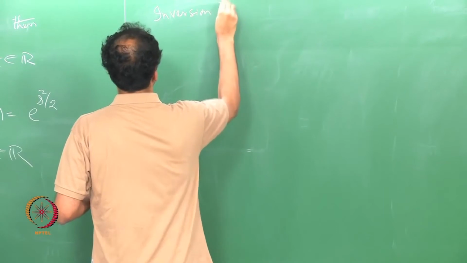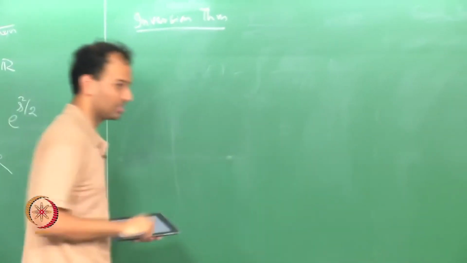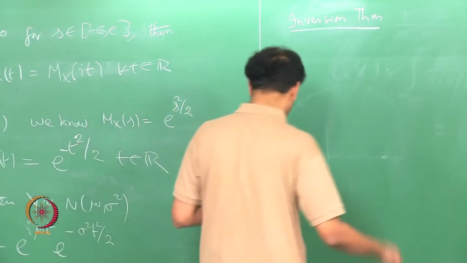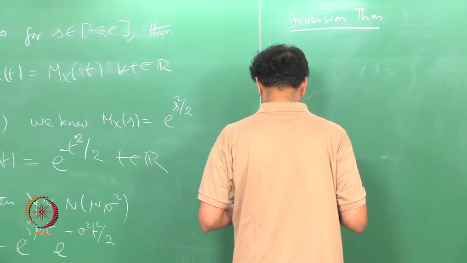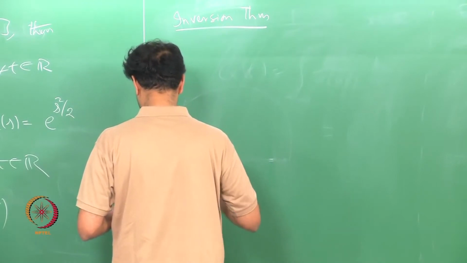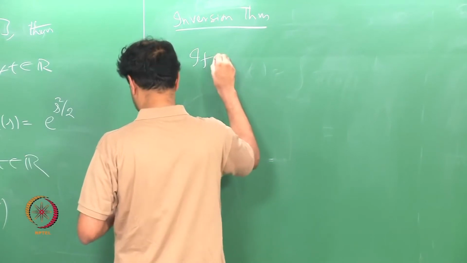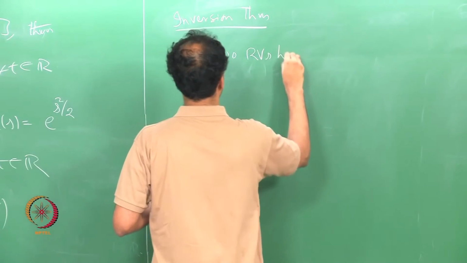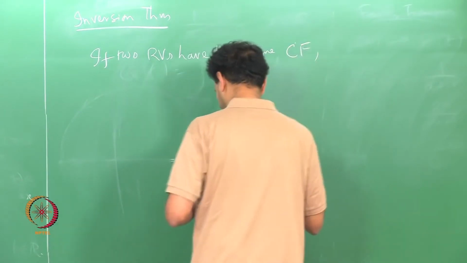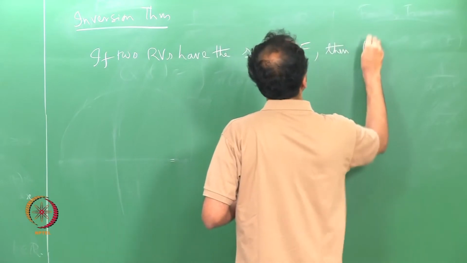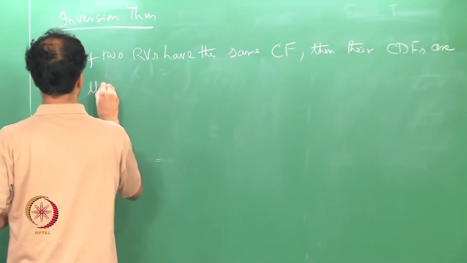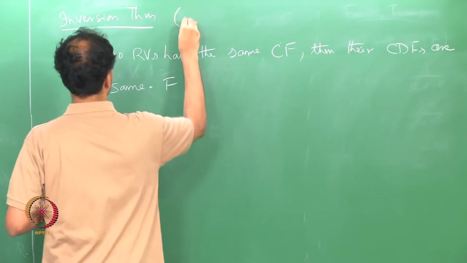Inversion theorem. So, this is just like the inverse of Fourier transform. So, it is a highly non trivial theorem, by the way. I will just state the inversion theorem for characteristic functions. If two random variables have the same characteristic function, then their CDFs are the same. Without proof.